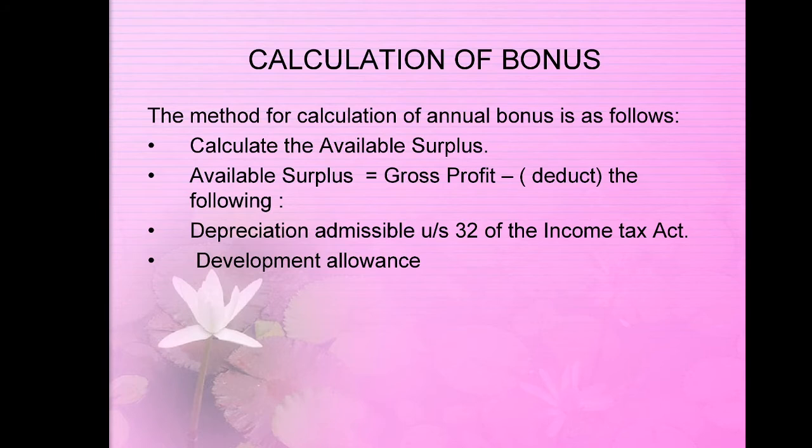And calculation of bonus. In calculation of bonus, they'll be calculating the available surplus, and according to the available surplus they'll be calculating the gross profit, and they'll be deducting the amount under section 32 of the Income Tax Act and the development allowance. With this only they will be calculating the bonus actually.